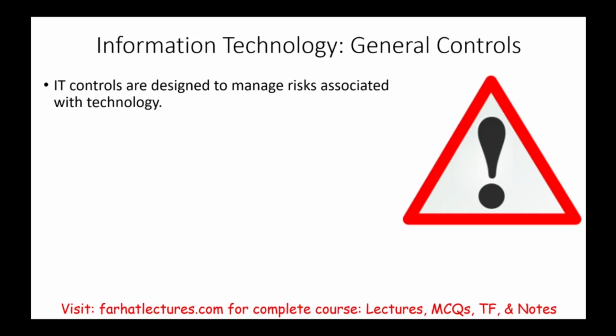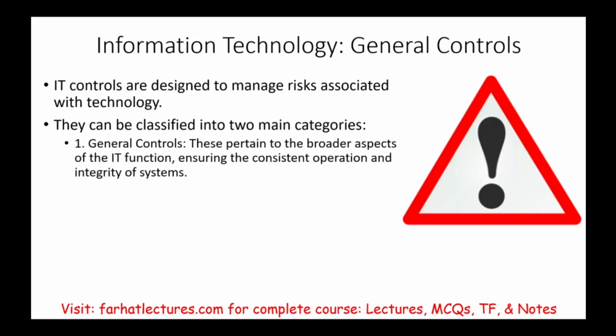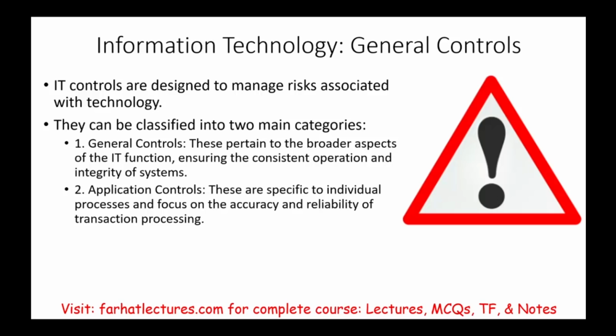Because as we use information technology to run the business, to run processes, we need to have certain controls to protect our assets, protect the information, protect the databases that we are using to run our business. There are two main categories of IT controls. One is called the general controls, and one is called application controls. In this session, we will look at general controls.